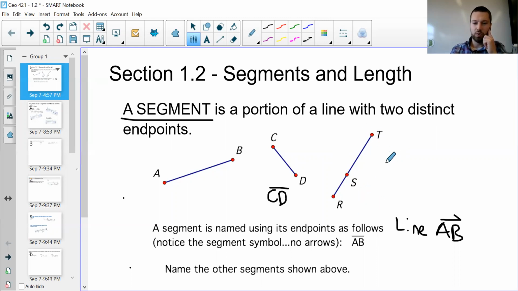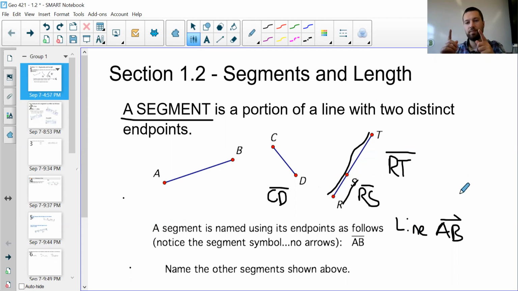And we're back. Okay, so for this one, if we want the whole segment, we're going to write it as segment RT. That would give us the whole segment. This whole bit here would be RT. Now if we just wanted RS, we could write it as segment RS. Or if we wanted ST, we could write it as segment ST. So it's important to know what you're talking about. RT is the whole segment, RS is a portion of it, ST is a portion of it. Super important.